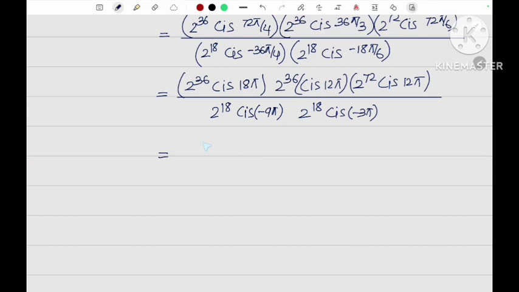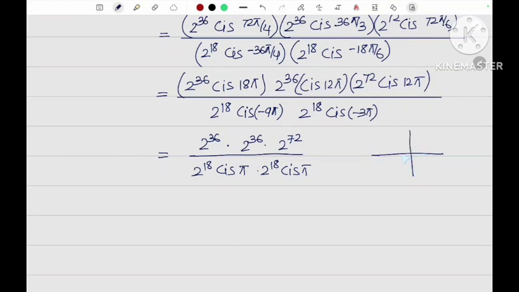So in the numerator, I am going to get 2 to the power 36 into 2 to the power 36 into 2 to the power 72 divided by 2 to the power 18, and in minus 9 pi I can add any multiples of 2 pi, so I'll add 10 pi. So I will be getting here cis pi, and similarly here in minus 3 pi I will add 4 pi, which will give me cis pi again, into 2 to the power 18 cis pi.